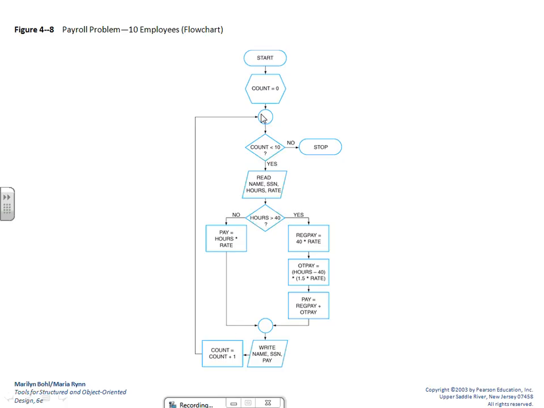Now, we started with 0. 0 is less than 10. We make it 1 here. We're going to come here. 1 is less than 10? Yes. Now we're going to go for the second employee. Then we're going to make it 2 here. 2 is less than 10? Yes. We're going to go through all those steps. And finally, we come to the point where it is 9. 9 plus 1 becomes 10. We're going to come here. 10 less than 10? No. We're going to stop.